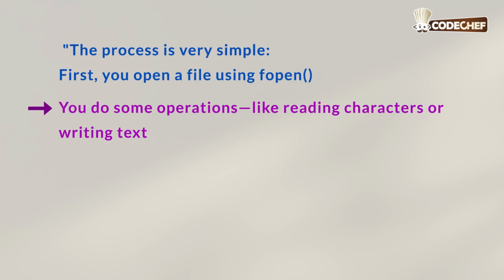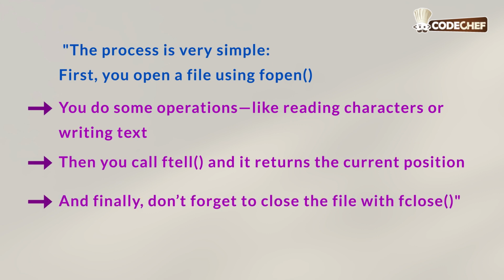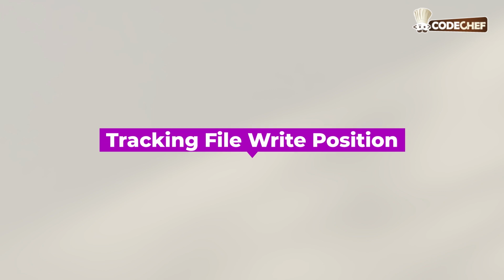Then you do some operations like reading characters or writing text. Then you call ftell and it returns the current position. And finally, don't forget to close the file with fclose. Tracking file's write position. Now let's look at a complete example to understand how this works. In this program, we are going to open a file in write mode, write a message to it, and then use ftell to find out how many bytes have been written.